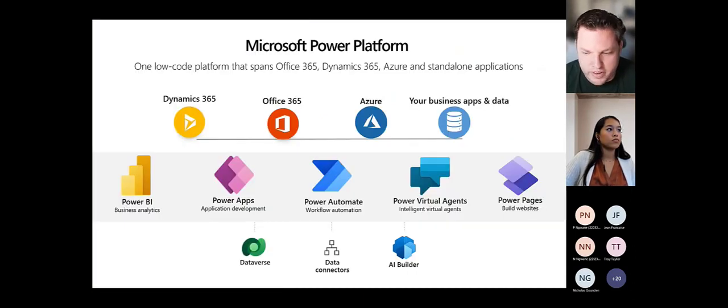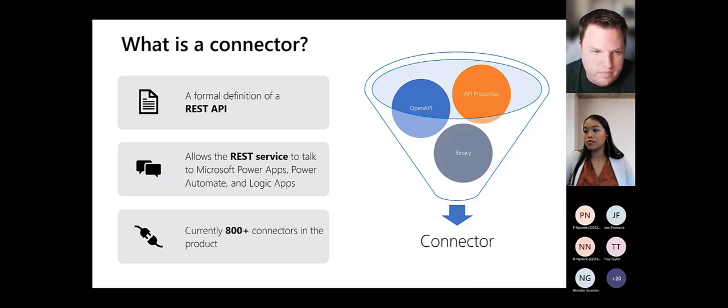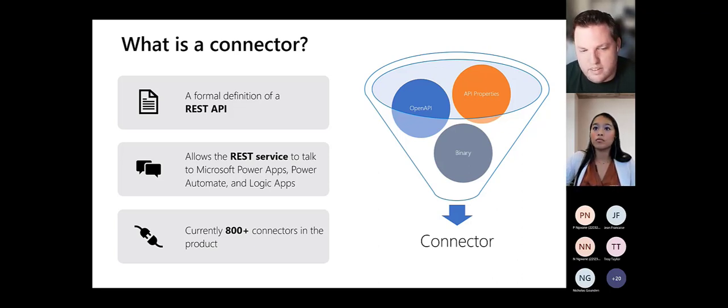Let's move on to connectors because that's the subject of today. So let's talk a little bit about what is a connector. And a connector is a formal definition of a REST API. It allows the REST service to talk to the multiple products. You can use it within Power Apps, within Power Automate, and within Logic Apps. So whenever you build a connector, you can use it in those products immediately. And that, you don't have to create a connector for those products one by one, but you can just use one connector for those products.